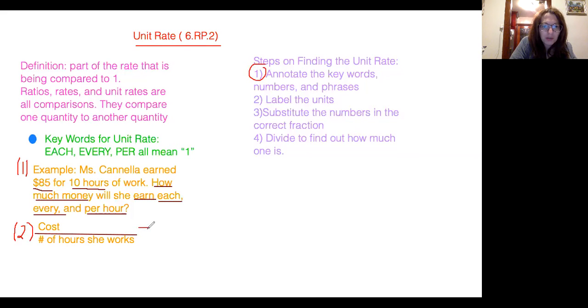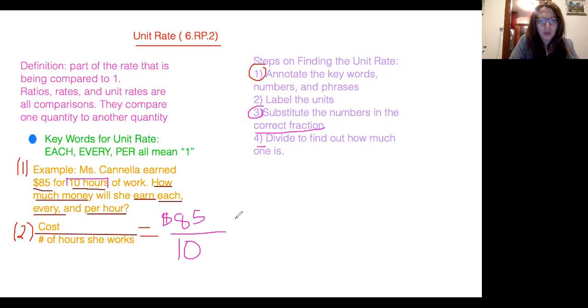Now, when I move on to part 3, I'm going to use another color. I'm going to use pink now. I'm going to substitute, as it says in number 3, the numbers in the correct fraction. Well, the numerator is the cost. So the cost, or the total amount, is going to be $85. I have to match it up. Cost, numerator, 85. Now, the number of hours she worked in the word problem is 10. So 10 goes on the denominator, or the bottom. That is step 3. I take my labeling and substitute the numbers in the numerator and denominator.